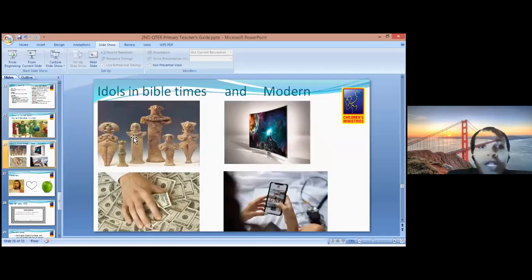And then when we look at the idols, because in the list of materials we were given a list of idols in Bible times and then modern times, I included some pictures here. You as a teacher can take the initiative of printing out these pictures, pictures of idols in the Bible times, and then in the modern times. We have televisions, we have phones, we have money.